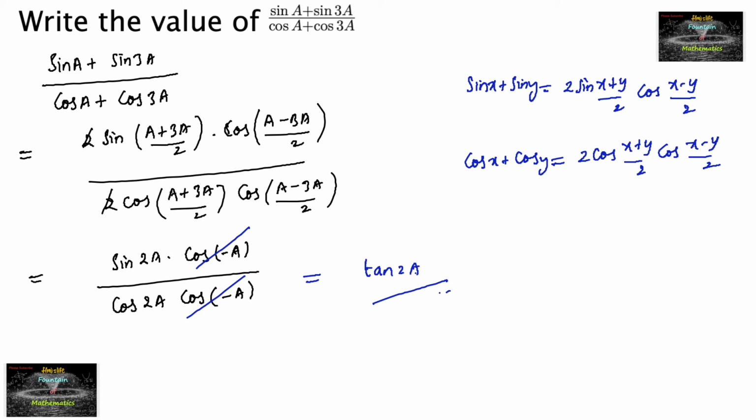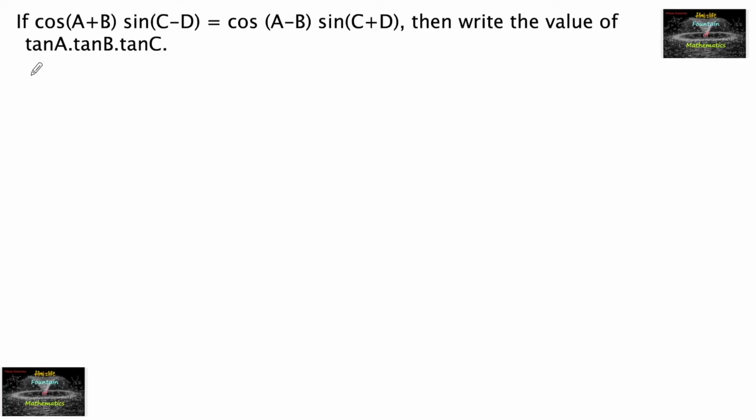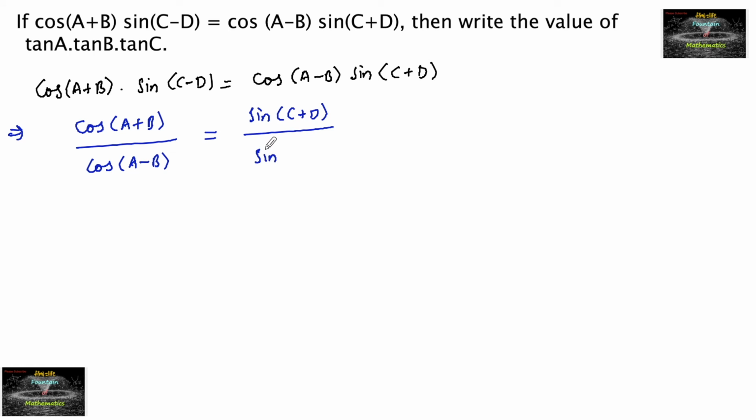Okay, thank you. So if cos(a + b) into sin(c - d) is equal to cos(a - b) into sin(c + d), then write the value of tan a tan b tan c. So we can write this as cos(a + b) upon cos(a - b), which equals sin(c + d) upon sin(c - d).